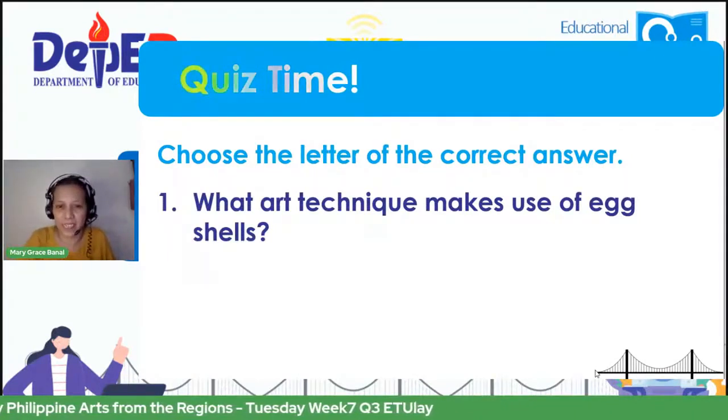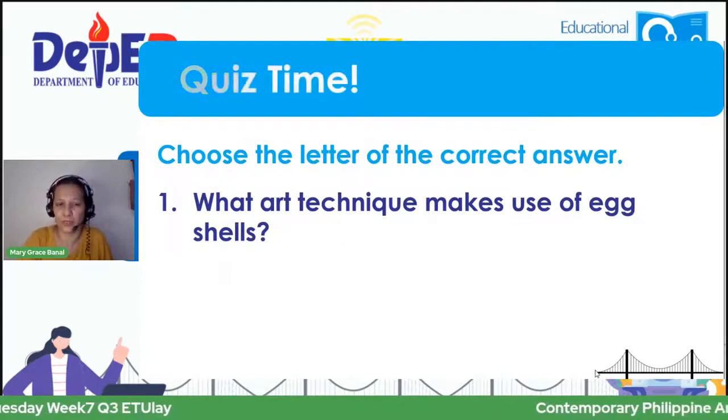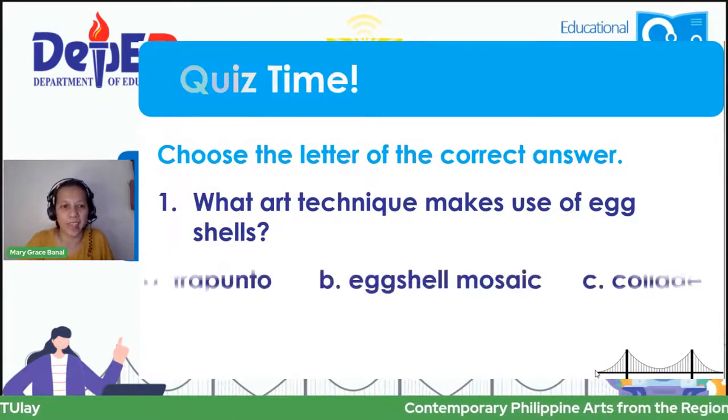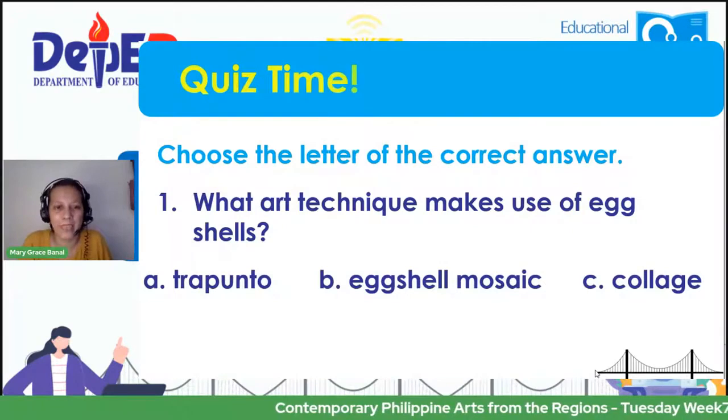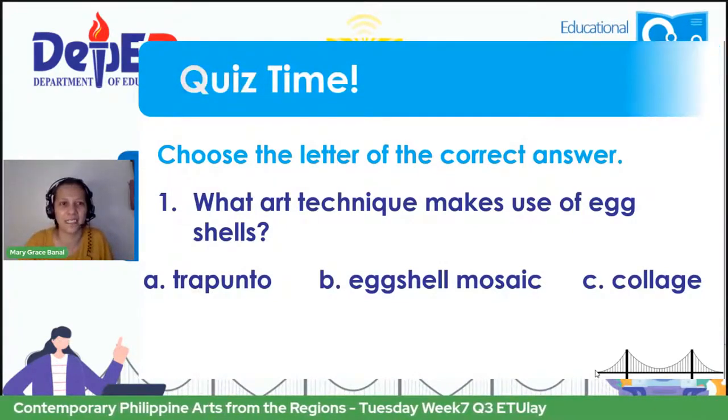What art technique makes use of eggshells? Is it A, Trapunto, B, Eggshell Mosaic, or C, Collage? 5 seconds. Go.